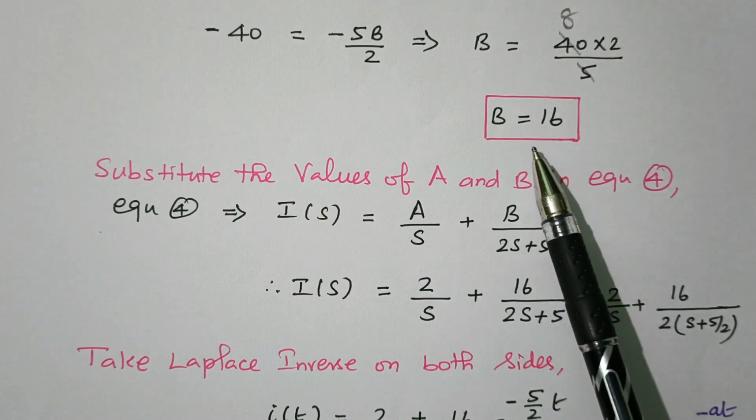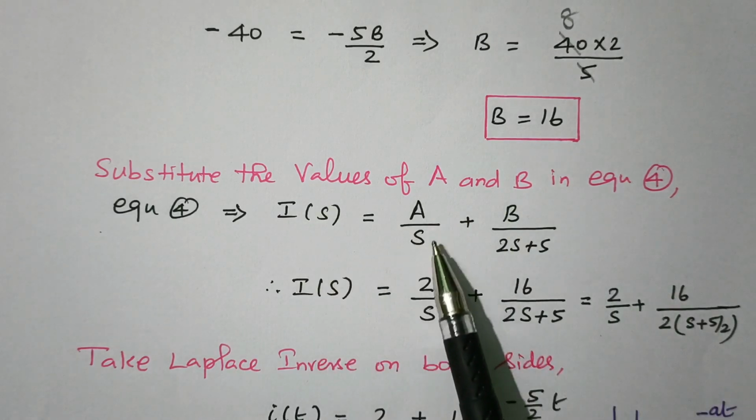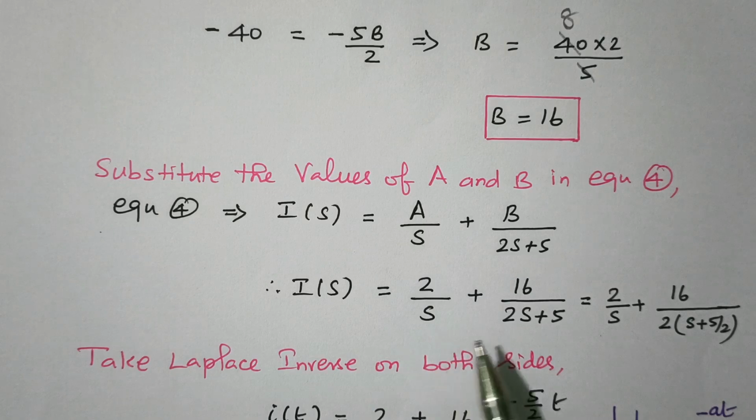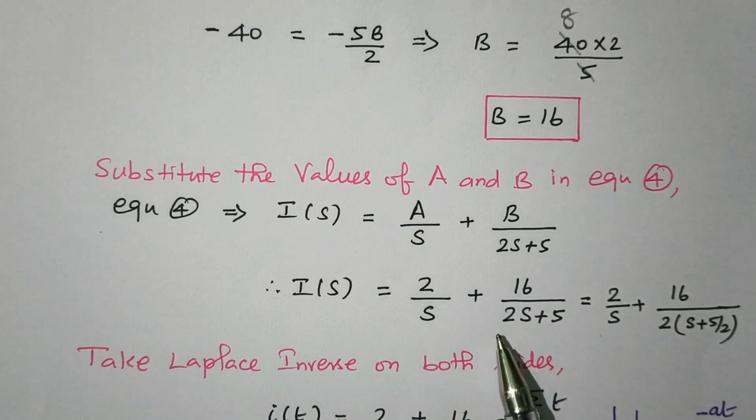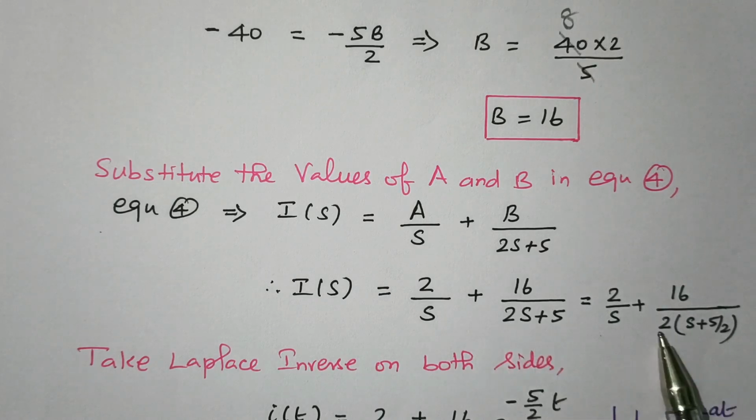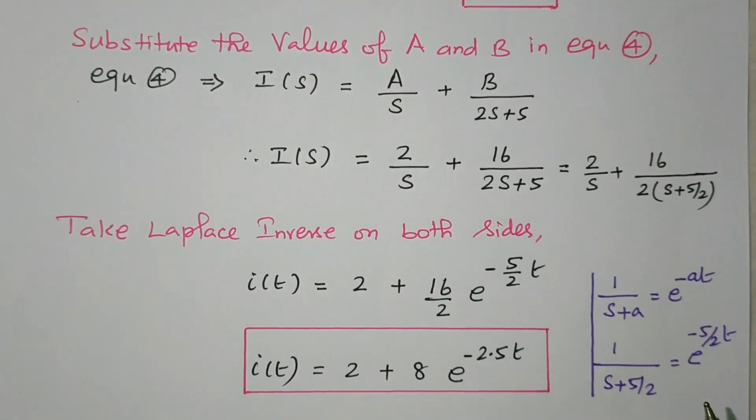Now we calculated the A and B value that we can substitute in this equation number 4. So I of s equal to A by s plus B divided by 2s plus 5. Now A is calculated as 2 by s plus B is 16 divided by 2s plus 5. We can take this 2 outside. We need to bring it in the s plus a format, so this 2 is taken outside. So s plus 5 by 2. Here 2s is there, so we have to take the 2 outside. It is in the standard format. Now we can easily take the inverse Laplace on both the sides.